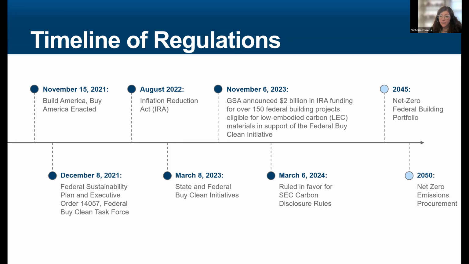Additionally, we saw in 2024, the SEC, this year, formally adopted carbon disclosure rules for public companies and public offerings. And then based on the Federal Sustainability Plan, we know some important milestones ahead are targeting a net zero federal building portfolio by 2045, and total net zero emissions procurement for all types of procurement by the federal government in 2050.